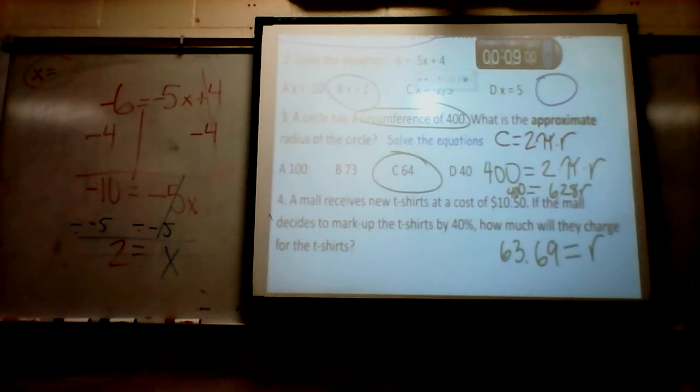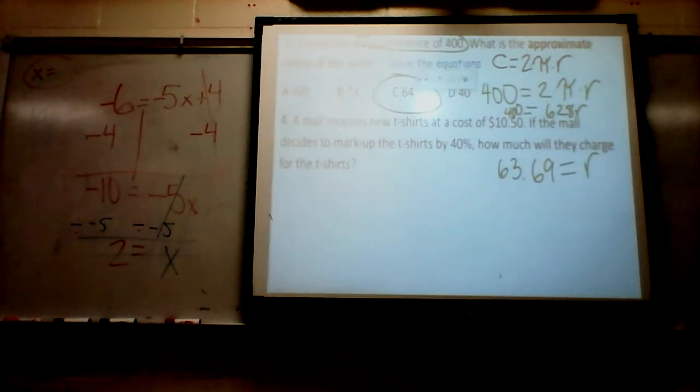Question 4. A mall receives new t-shirts at a cost of $10.50. If the mall decides to mark up the t-shirts by 40%, how much will they charge for the t-shirts? Now, since you're in Mr. Smith's class, you should have unpacked this problem and thought about what this means.